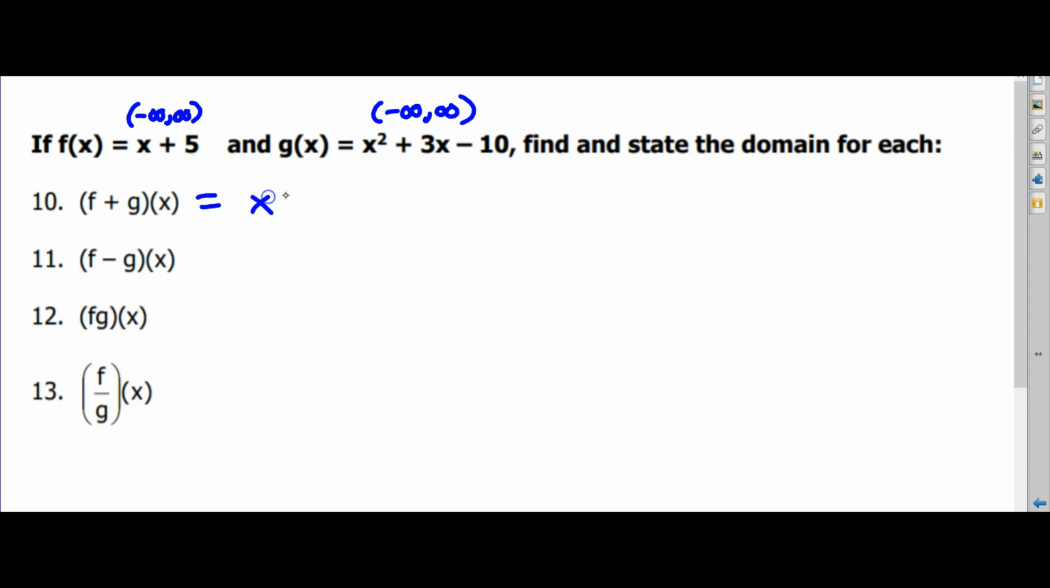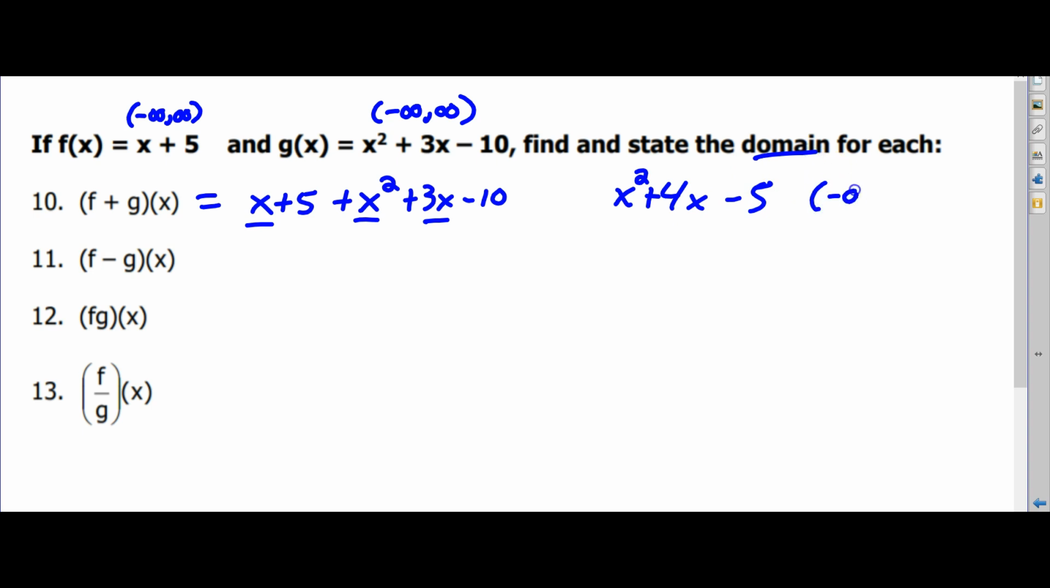Adding these two functions, I get x plus 5 plus x squared plus 3x minus 10. And I'm going to combine my like terms in here. I've got an x and a 3x. That gives me 4 x's. X squared goes right here. It doesn't have anybody to pair with. 5 minus 10 is minus 5. And this doesn't have any radicals in it, so I don't have to worry about even roots. It doesn't have a fraction. The domain for this thing is going to be all reals. So it goes from negative infinity to positive infinity.